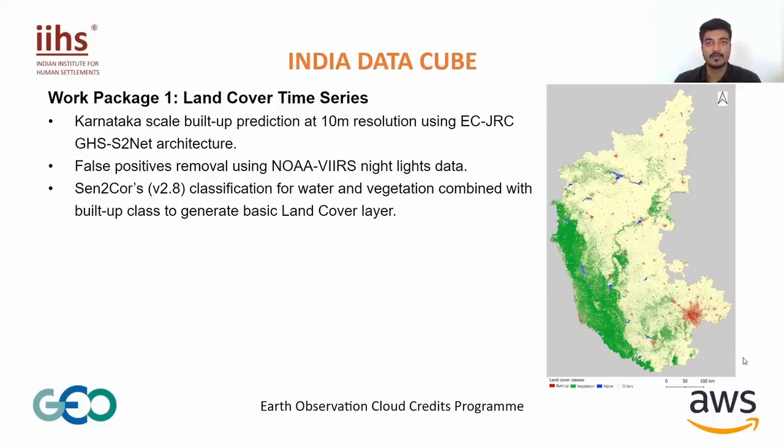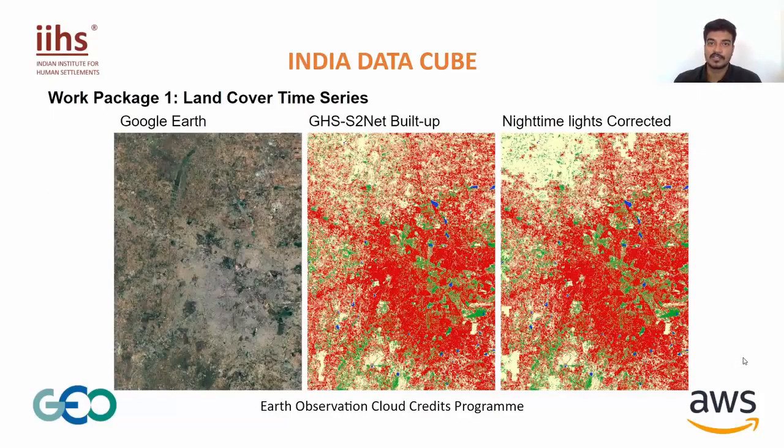For instance, we use the Joint Research Center's GHS S2Net model to generate 10 meters built-up prediction using Sentinel-2 data. For Karnataka itself, we found that there is a lot of over-prediction in built-up class. For now, we correct this using nighttime lights data.